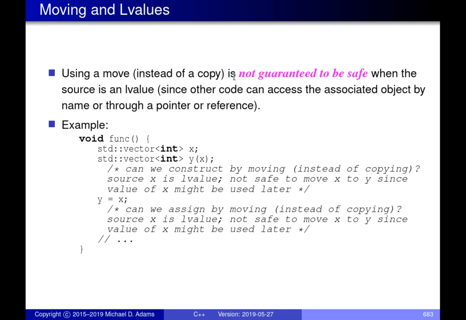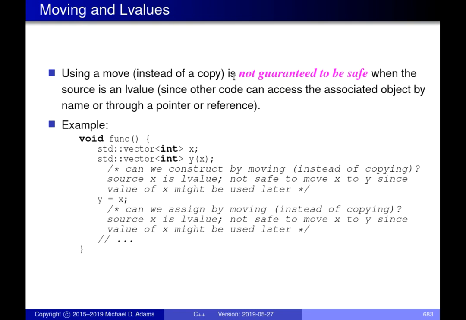So because of this, in a situation where you're moving from something, and that something is an L value expression, the compiler will never use a move because it might not be safe to do so. The compiler will always err on the side of being conservative because it doesn't want to do something that might cause a bug in your code. It will only make transformations to your code that it knows for sure are correct.